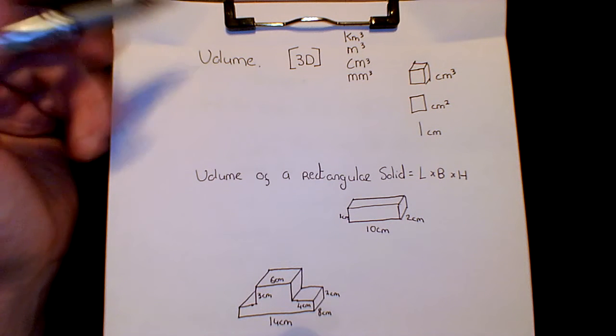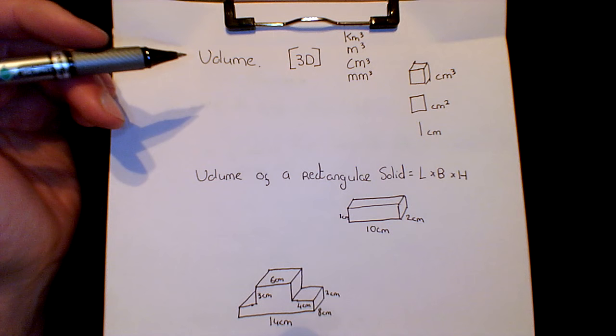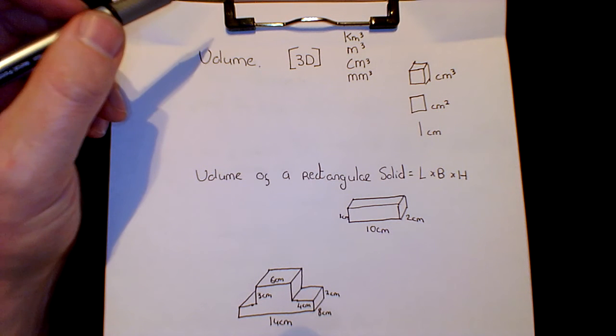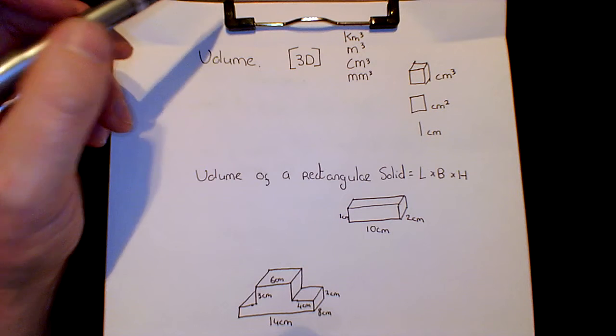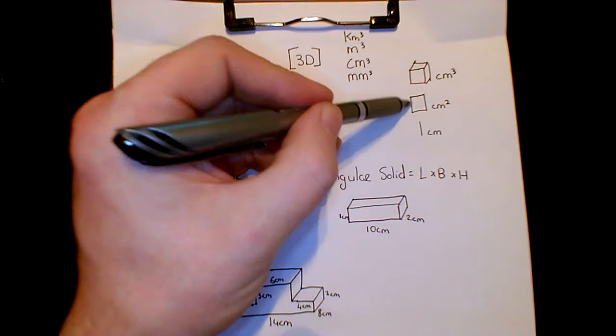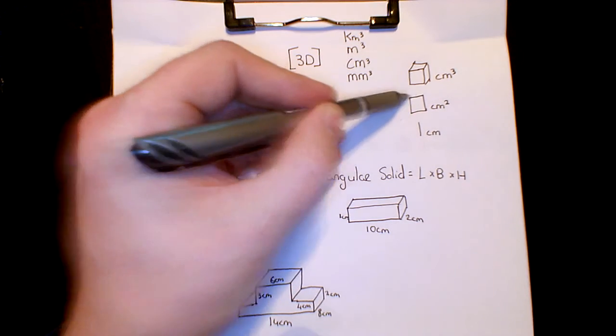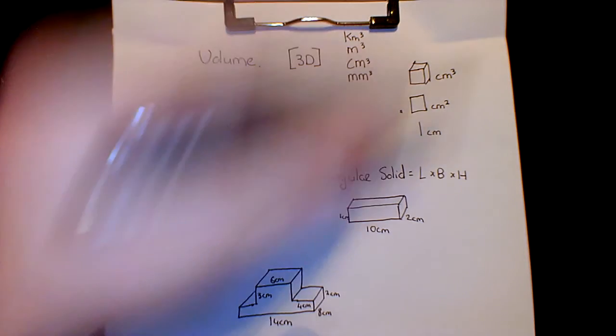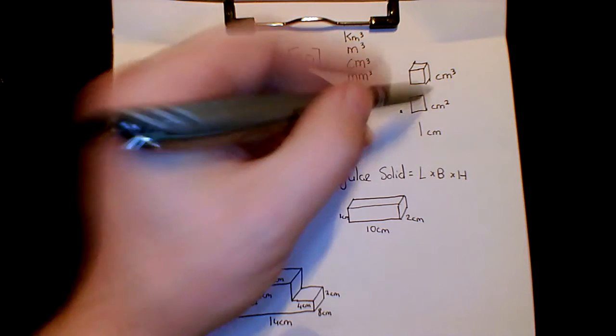Volume is the amount of stuff that will fit in a 3D object. Now, in area, we gave our answers in centimeters squared, or millimeters squared, which would be something very small, or meters squared, which would be something very big. But it was flat.